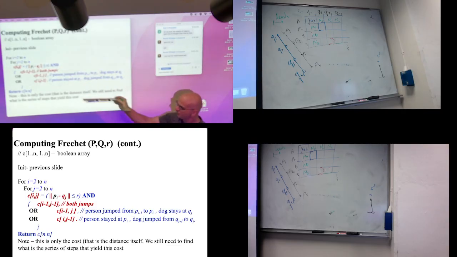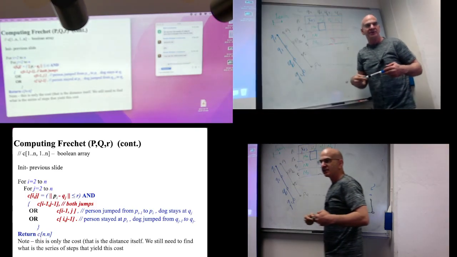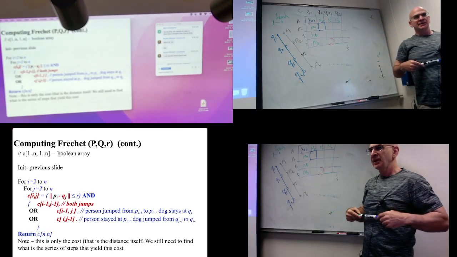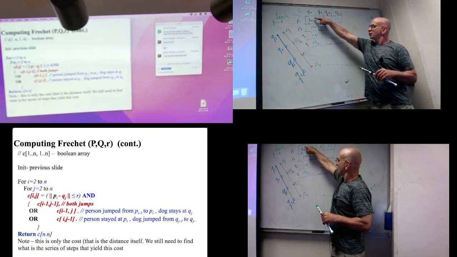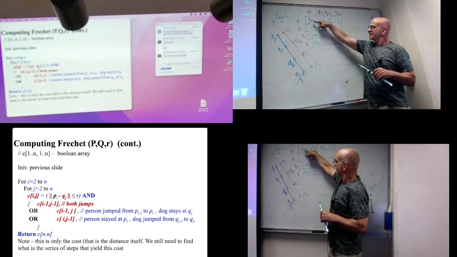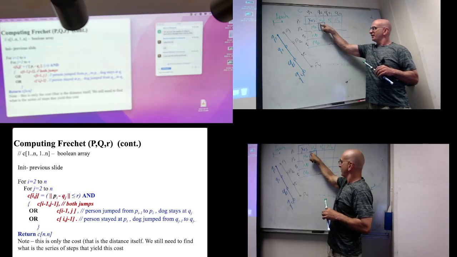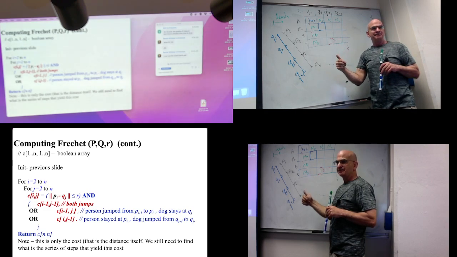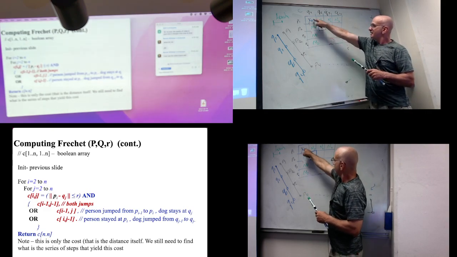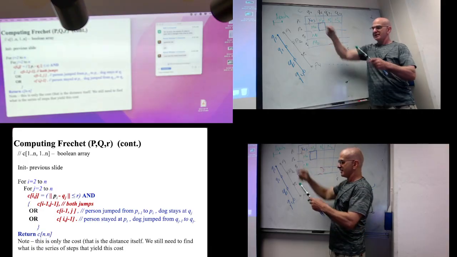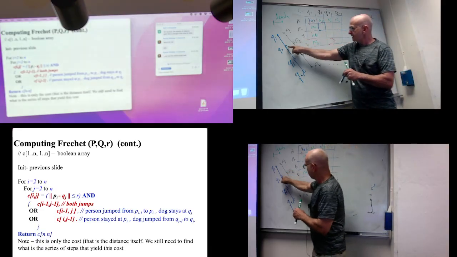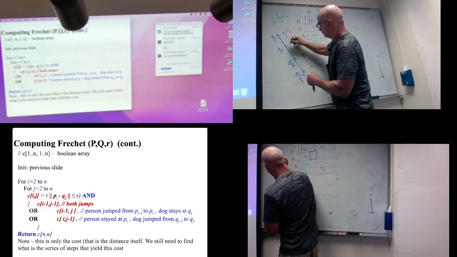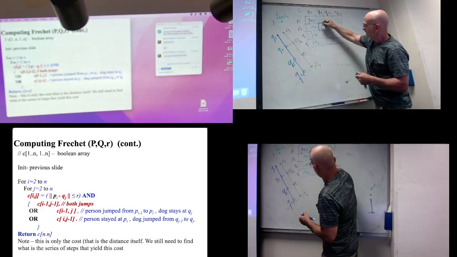And let's look at the following three conditions. From this cell I need to check the cell to my left, the cell above me, and the cell diagonally from me, and ask, does any of them contain yes? And the answer is yes, this cell is yes. This no, no, yes, and the distance between P2 and Q2 is less than R, so I'll write yes.